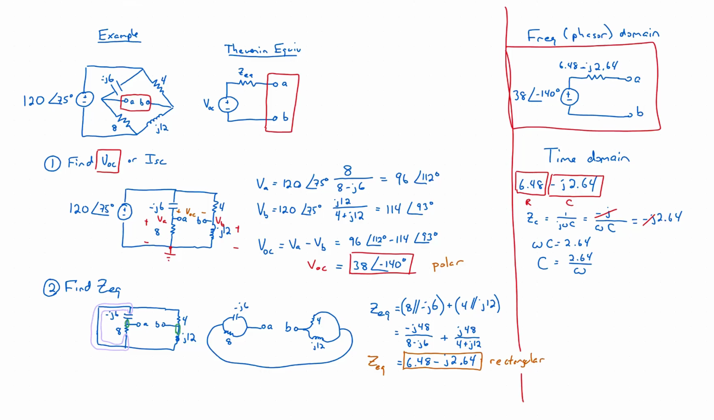It would look like this. A 38 times a cosine, again, we weren't given our omega, I'll just keep it generalized as omega t, minus 140 degrees. And that's our voltage source. And that would go through first a resistor of 6.48, and then a capacitor that would be 2.64 over whatever our frequency was. And this is our time domain Thevenin transform. Maybe now it's clear why we tend to write our ZEQs in rectangular format, because it makes it so easy to determine what's a resistor and what's a capacitor or an inductor.